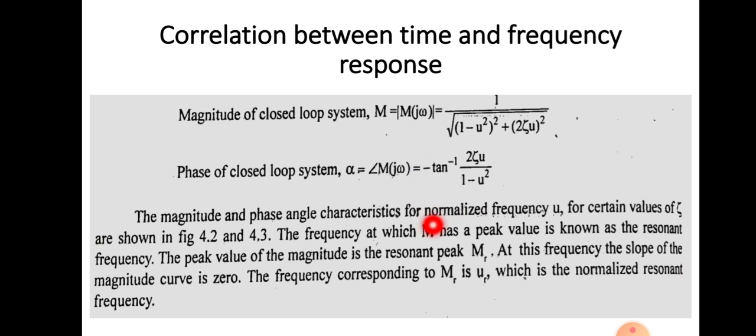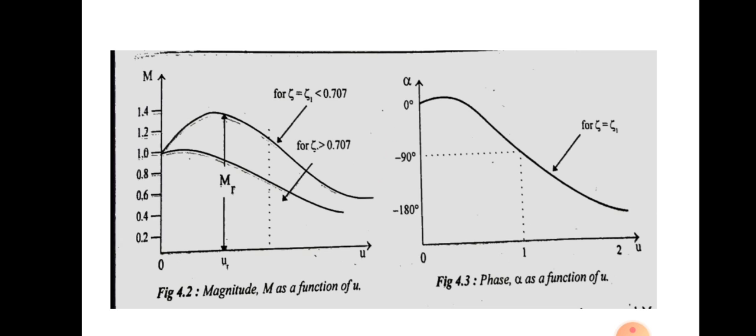And here, when we take the magnitude and phase angle characteristics for normalized frequencies u, for certain values of epsilon we will get different curves for M and alpha. The figure shows the magnitude plot and phase plot corresponding to different values of epsilon. See here, there are different plots for M with respect to u, and first is epsilon equal to epsilon 1, which is less than 0.707, and this may be for epsilon greater than 0.707.